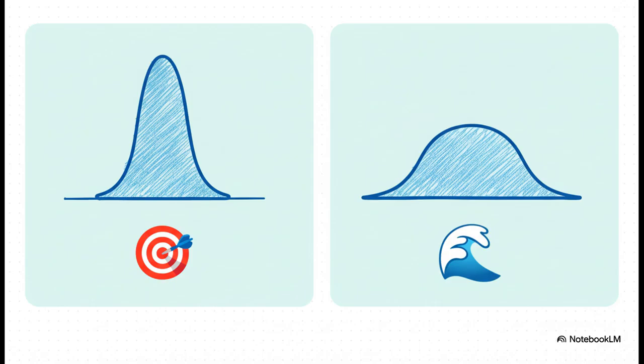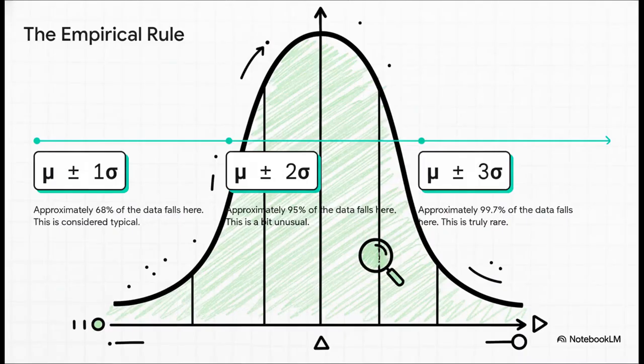The second dial is the standard deviation, or sigma. And this one tells us how spread out everything is. A small sigma, like you see on the left, means all the data is packed in tight, giving you a tall, skinny curve. A large sigma, on the right, means the data is all spread out, making the curve flat and wide. And here's where it gets really practical.